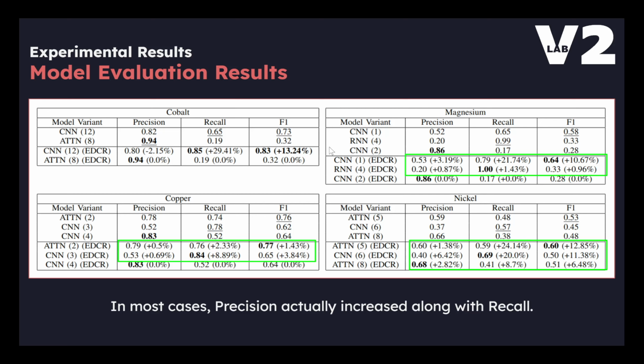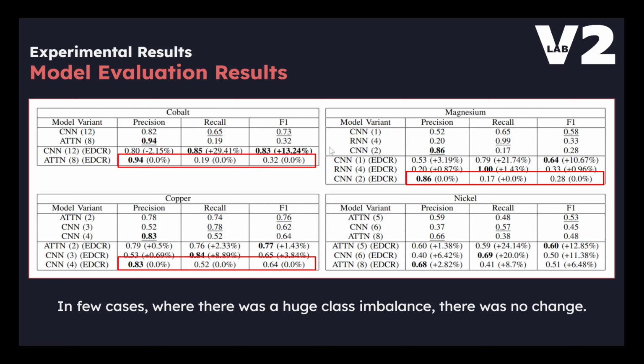But we also found there were a few cases where EDCR did not apply, and we found that this generally happens in cases where there is a large class imbalance, because there's not a lot of false positives, and false positives are required in one of the filtering conditions that we use in forming the condition set for our detection rules.